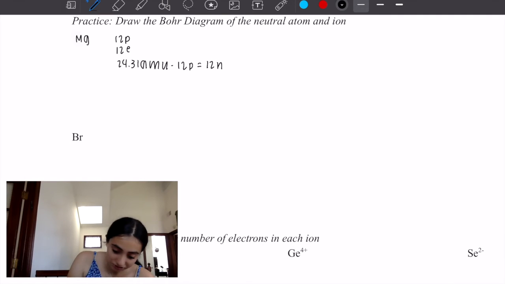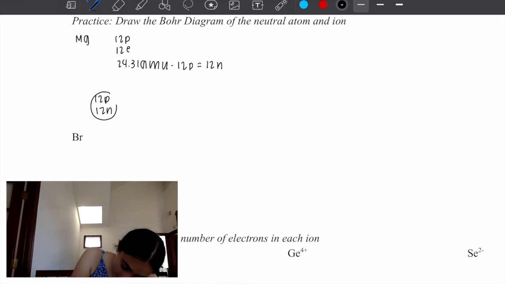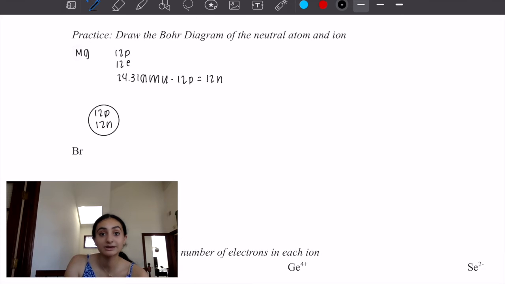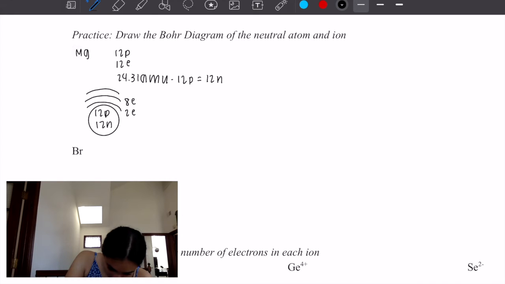So I'm going to draw the short version over here. We have 12 protons, 12 neutrons. Remember that the row number will tell you how many orbitals you have. So it's in the 3rd row, we're going to have 3 orbitals. So we have 2 electrons on this first one, 8 on the second, and we only need 2 more, which will be in the 3rd. So now you want to ask yourself, what does magnesium need to do in order to have a full valence shell with 8 electrons?